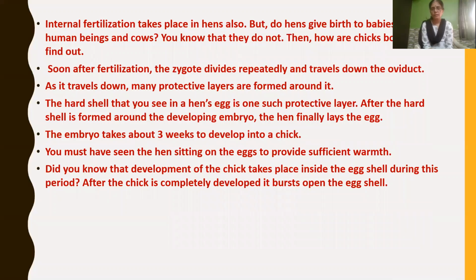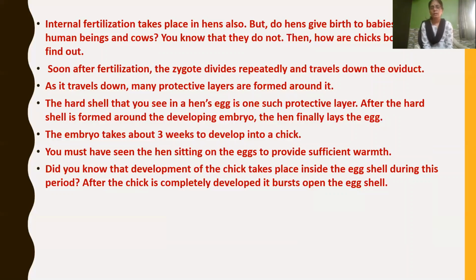Then we learned how internal fertilization takes place in hens. It is the same way as in humans. Soon after fertilization, the zygote divides repeatedly and travels down the oviduct. As it travels down, it develops many protective layers around it, which we call the hard shell. The hard shell, which we see in a hen's egg, is the protective layer. After the hard shell is formed around the developing embryo, the hen finally lays the egg.